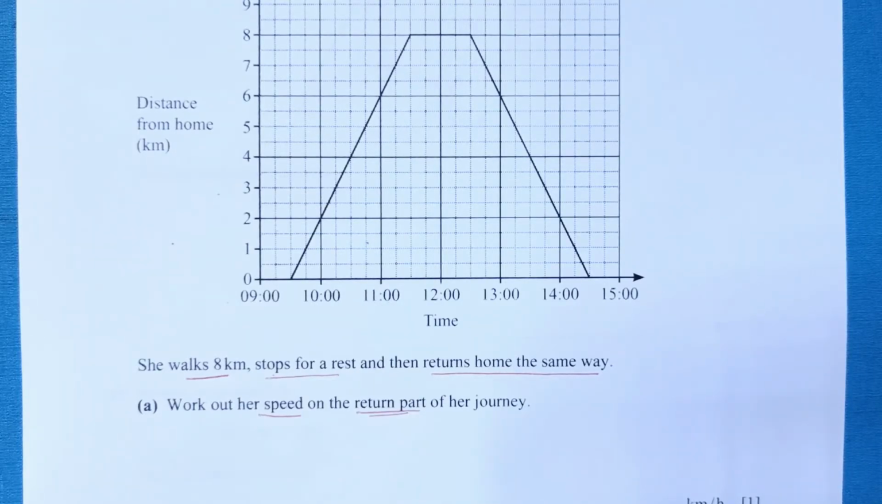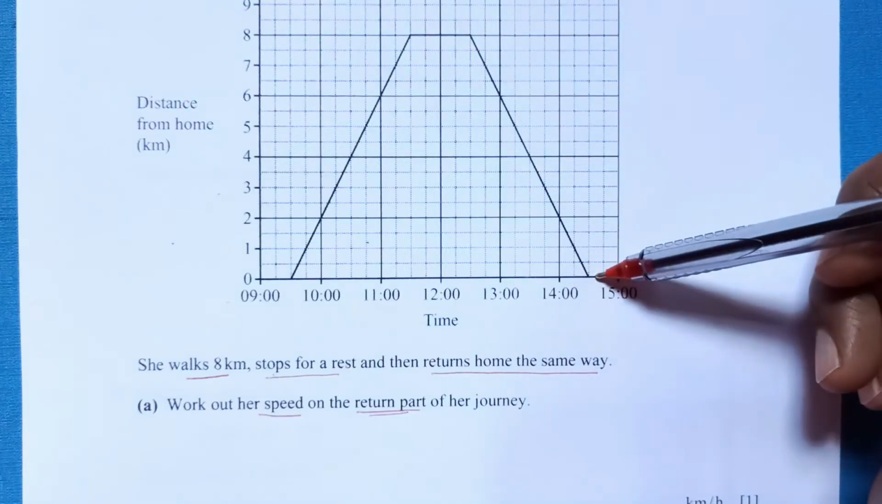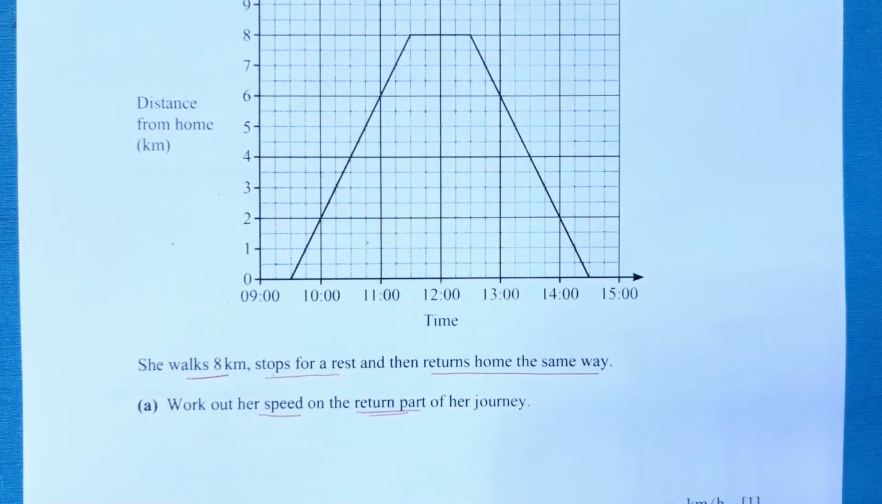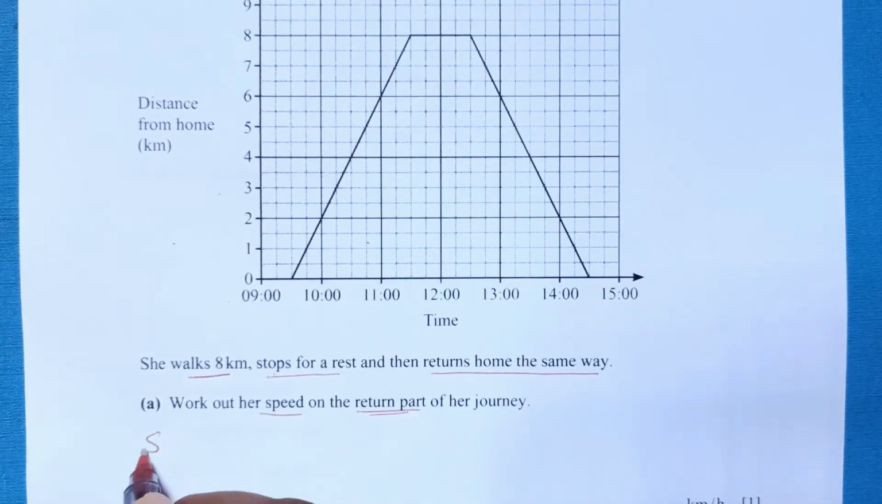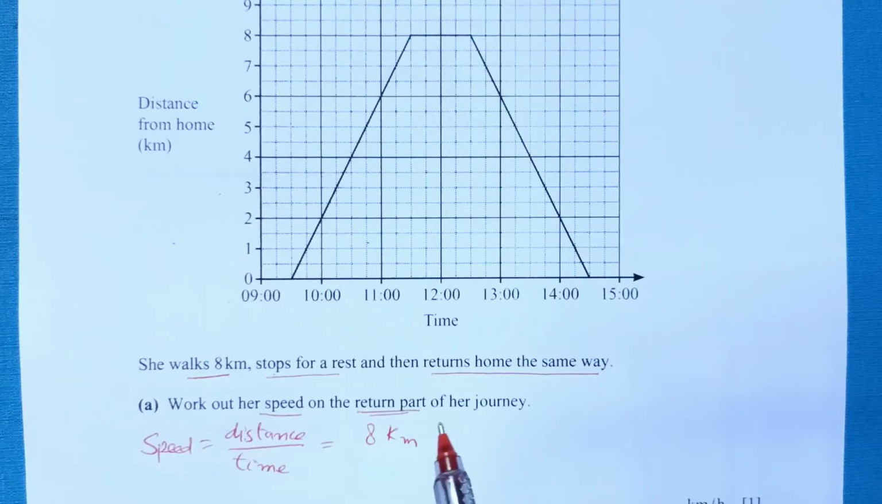So the return part is this one here, from here to this. So how many kilometers? You can see this side, it is 8 kilometers. So we are calculating speed, and speed is equal to distance over time. So distance is 8 kilometers, the return journey. And let's see now the time.